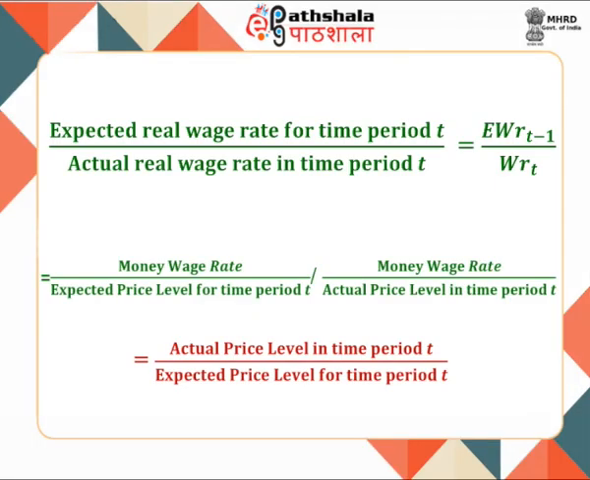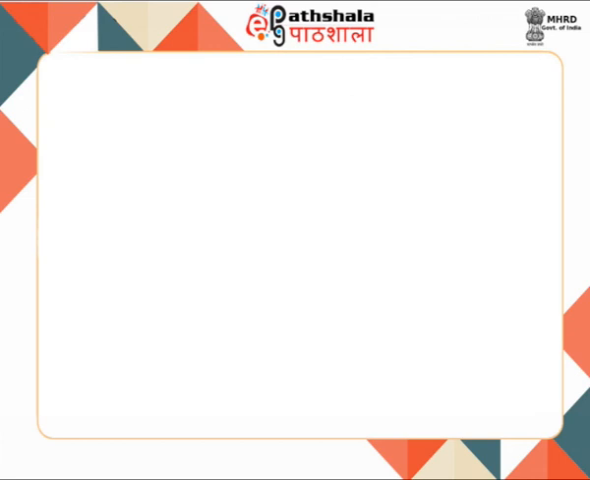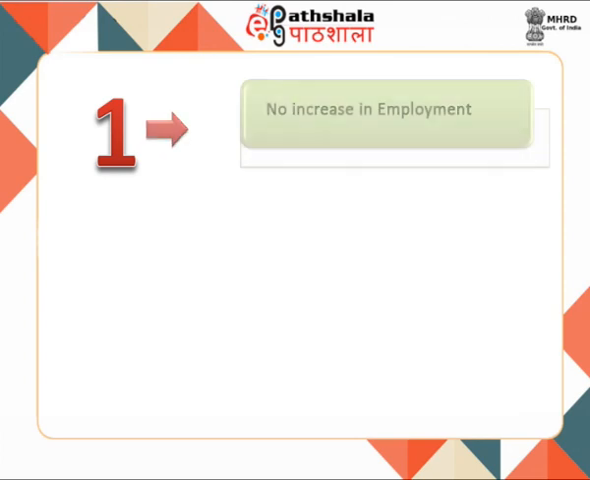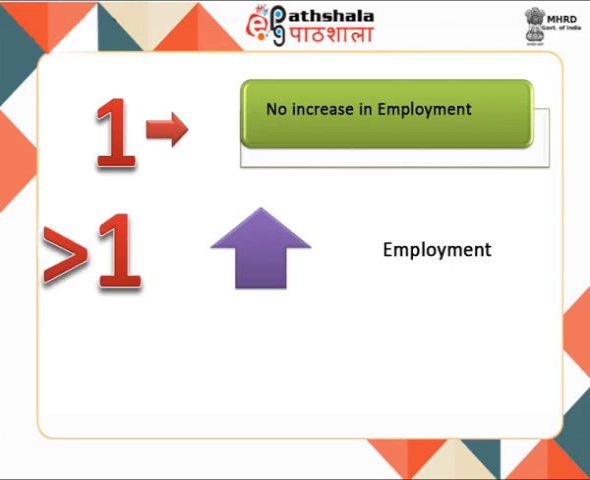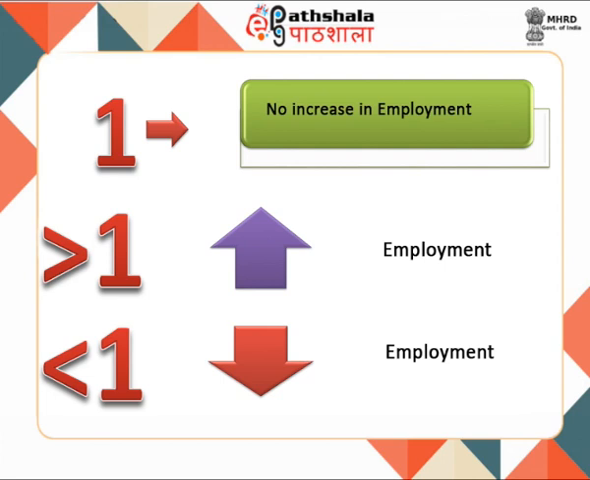For analyzing the variations in employment level, the given ratio will be useful. If this ratio is equal to 1, then there will be no increase in employment level. However, if this ratio is more than 1, that is, expected real wage rate for time period T is more than actual real wage rate in time period T, then there shall be increase in the employment level. Conversely, if this ratio is less than 1, that is, expected real wage rate for time period T is less than actual real wage rate in time period T, then there shall be a decrease in the employment level.